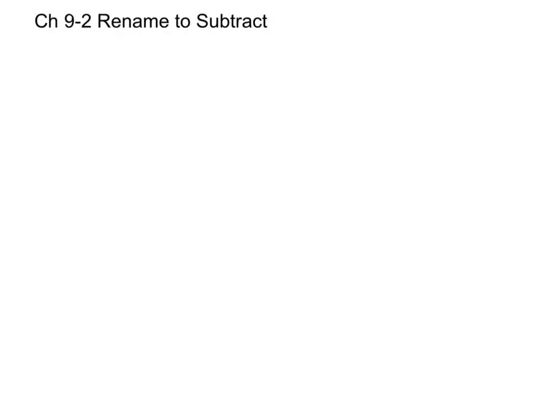Okay, today's lesson is on Chapter 9, Lesson 2, where all of Chapter 8 was adding fractions with like denominators, unlike denominators, adding with mixed numbers, having to regroup. So now we're going to be getting into subtraction. So our objective today is to rename a whole number as a mixed number to help us subtract.